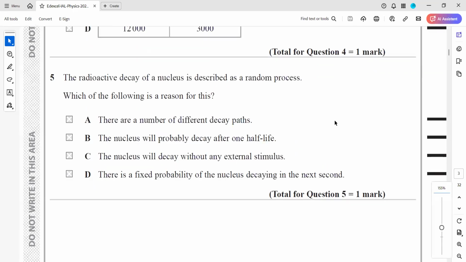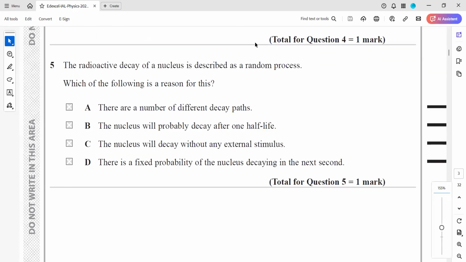The radioactive decay of a nucleus is described as a random process. Which of the following is a reason for this? The term random means there is no order. We cannot predict what radiation it will emit next. There are a number of different decay paths. Nucleus will probably decay after one half-life. Not correct.